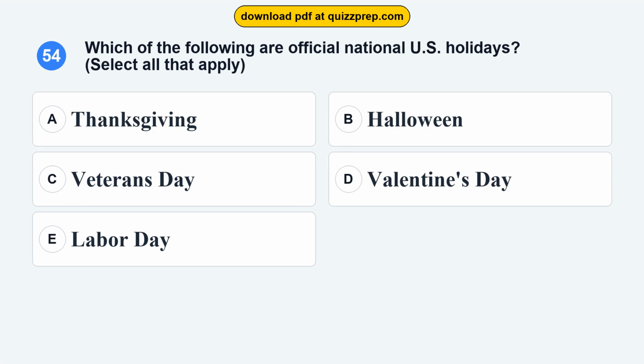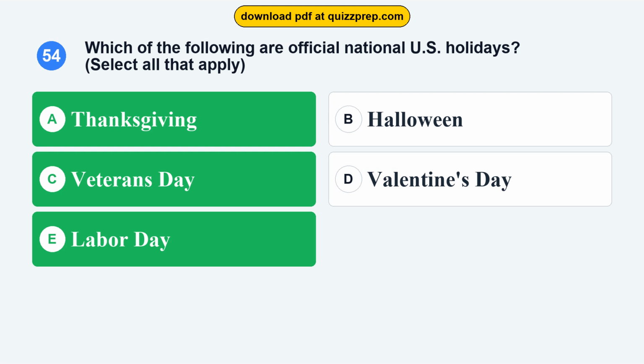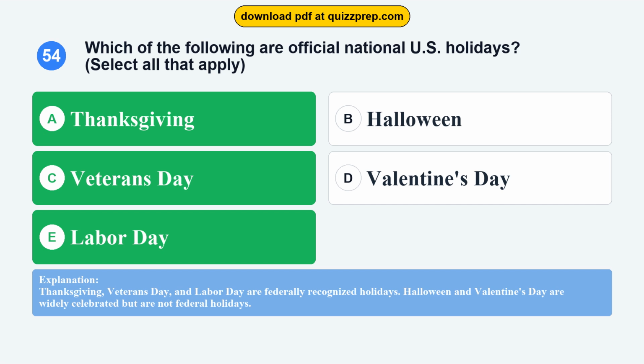Question 54. Which of the following are official national U.S. holidays? Option A, Thanksgiving. Option B, Halloween. Option C, Veterans Day. Option D, Valentine's Day. Option E, Labor Day. The correct answers are options A and C and E. Thanksgiving, Veterans Day, and Labor Day are federally recognized holidays. Halloween and Valentine's Day are widely celebrated but are not federal holidays.